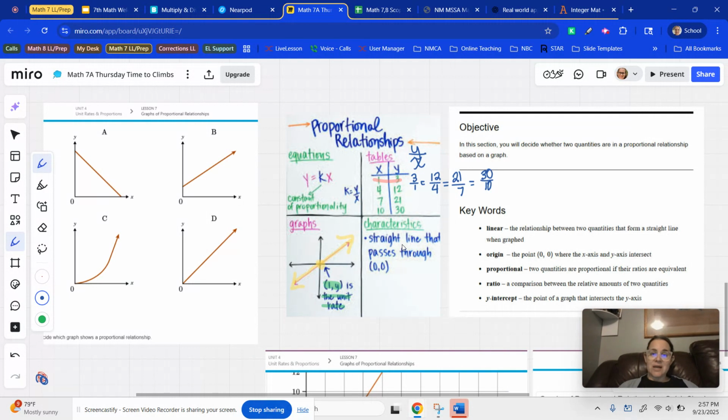The other thing that you need to remember is that the graph of a proportional relationship will always make a nice straight line.